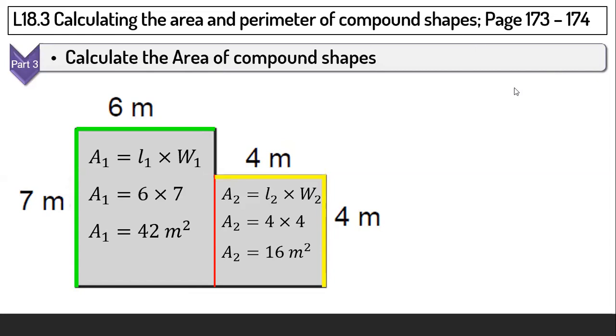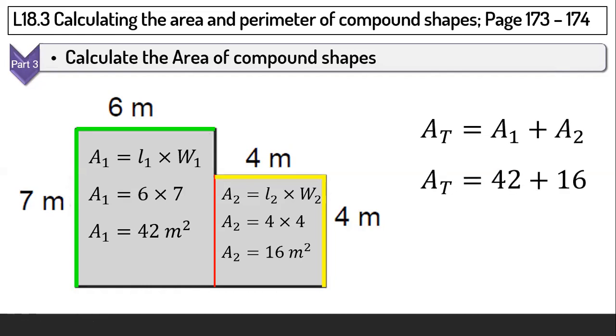Did you finish? You're not. You want to find the total area. So the total area will actually be what? It will be area 1 plus area 2. So I'm going to add 42 plus 16. So my answer will be 58 meter square.